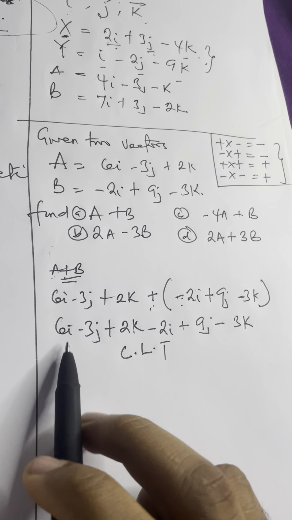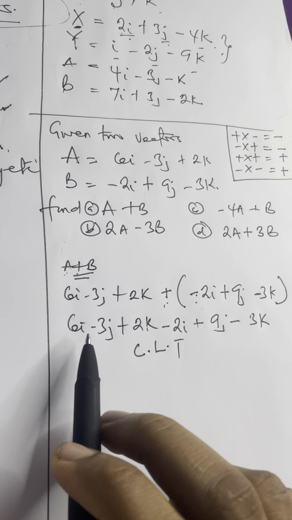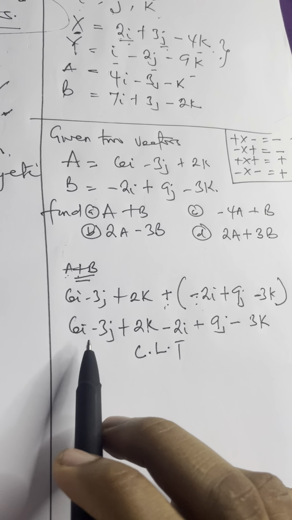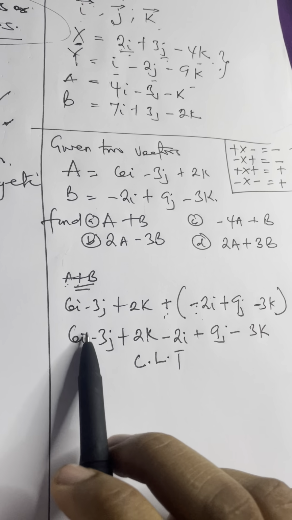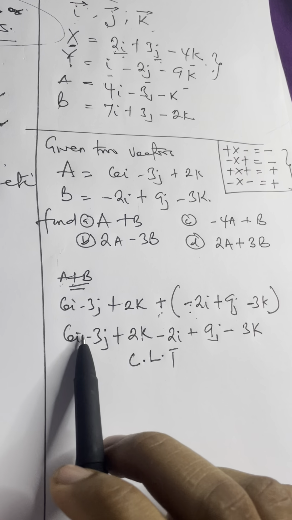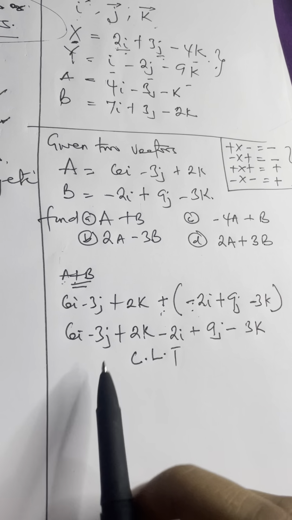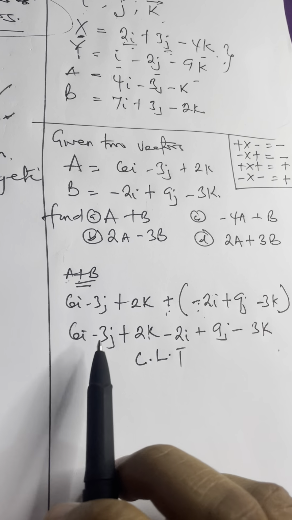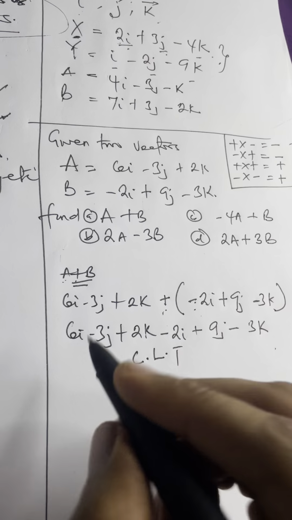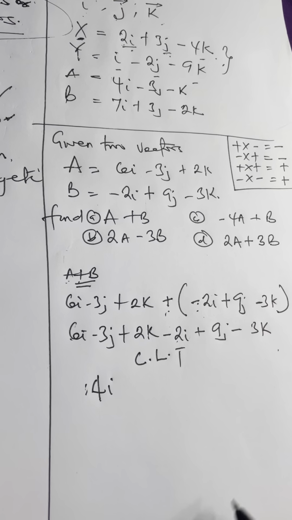Now let's collect our like terms. Collecting like terms is to add or subtract like terms. When I say like terms, I'm talking about terms that have i, terms that have j, and terms that have k. You would only relate a term that has i with i, a term that has j with j, and a term that has k with k. Is that clear? So now 6i minus 2i: 6 minus 2 is 4, so this will give us 4i.